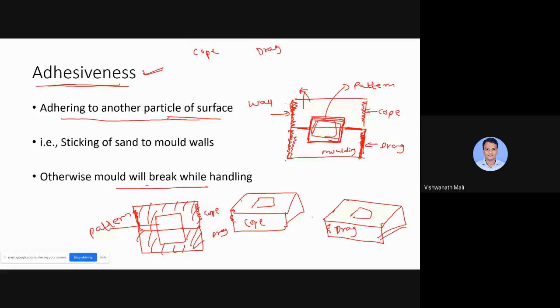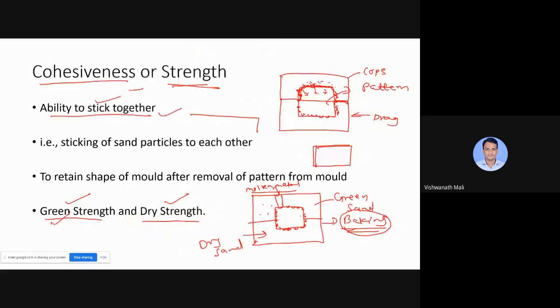So that property is known as adhesiveness. The molding sand should have this property of adhesiveness in order to avoid the falling of the molding sand while handling the cope and drag. Then the cohesiveness. Adhesiveness means adhering to another particle. Cohesiveness means the ability to stick together, adhering to each other. That is called cohesiveness.